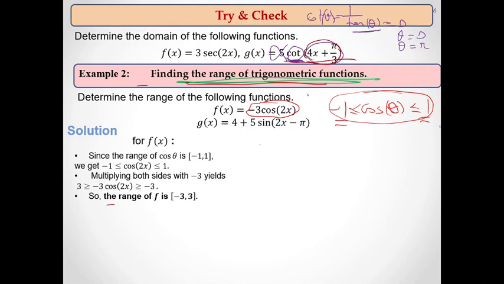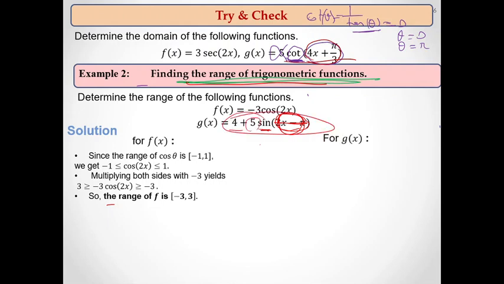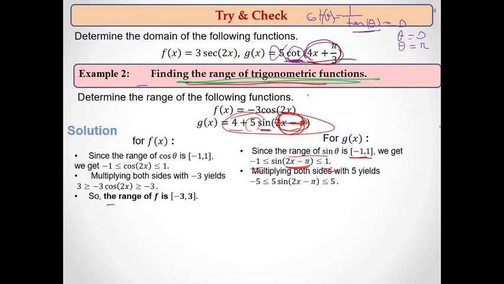And for the other function, g(x), we will start with sine and treat the inside like theta. It is not very important, we will just do the same thing. Now for g(x), we know the range of sine theta is between -1 and 1, and it means no matter what the inside is, it will be between -1 and 1.